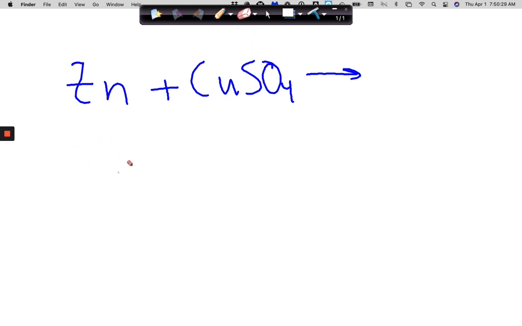So as a single displacement reaction, what do we need to know in order to predict products? We need to know charges. And we look those up. Zinc is +2, sulfate is -2. So if sulfate is -2, what's copper? Is it +1 or +2? And the way that we know is we split this in half. SO4 is -2. There's one of them. This is -2, so this is +2. So that would give copper a +2 and not a +1 charge. So this is +2. Okay.